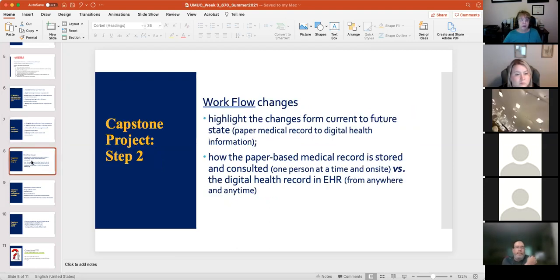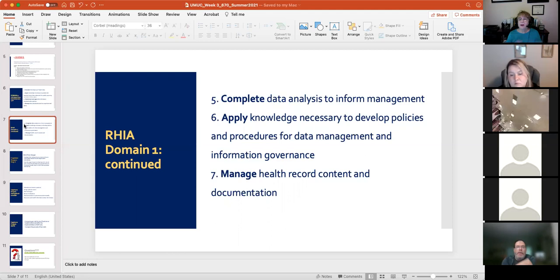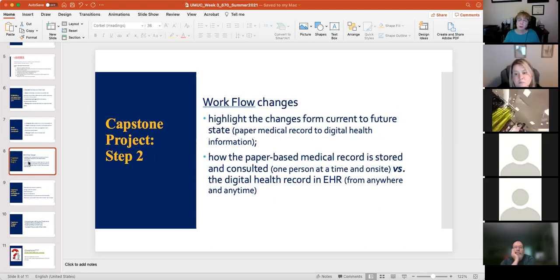Okay. All right. So any questions about domain 1 for the RHIA? Okay. All right. Now I just want to touch upon, this is not due until 2 weeks. Okay. 2 weeks from yesterday. This part, step 2, is going to talk about workflow changes. And workflow basically is how the information goes from one point to another point to another point.